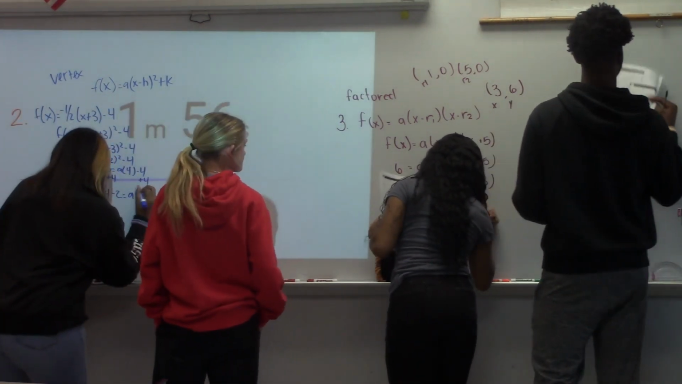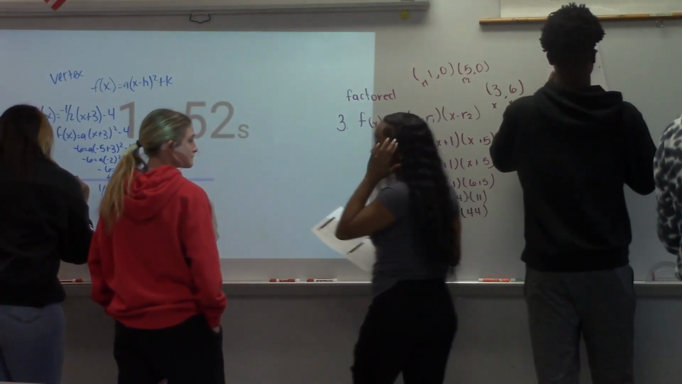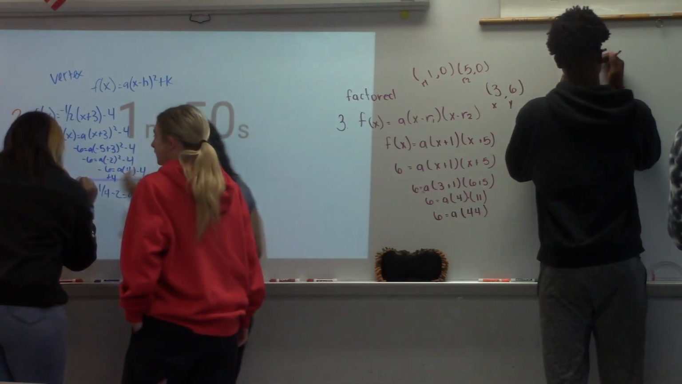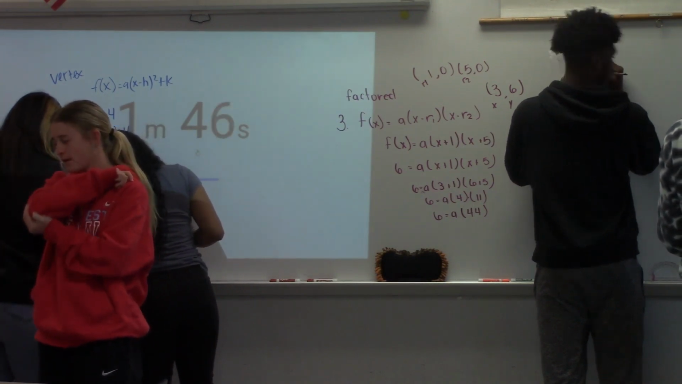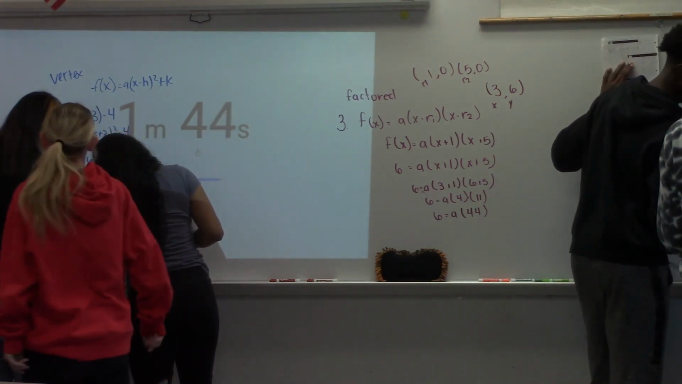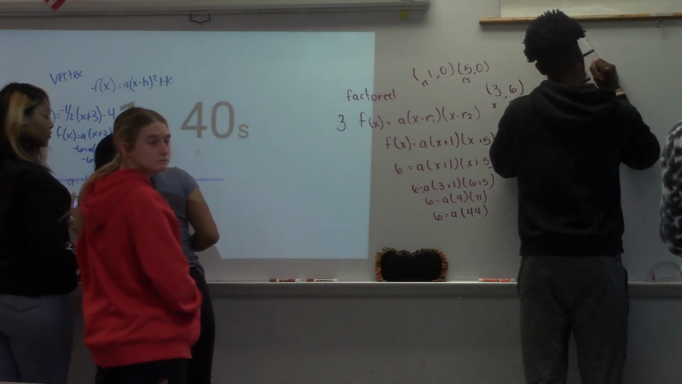So we have a vertex that we can use. Where's the vertex on the graph? Do you know what that point is? Number 8. Is it an x and a y?